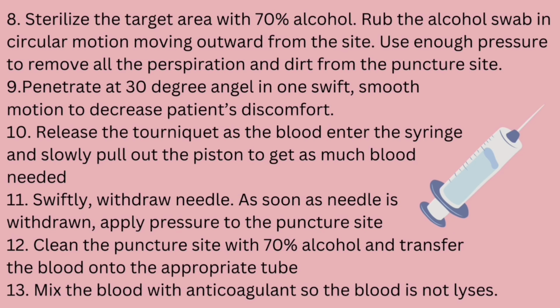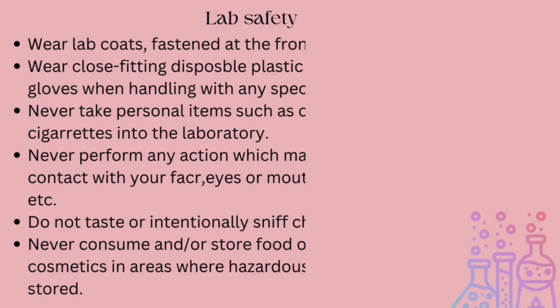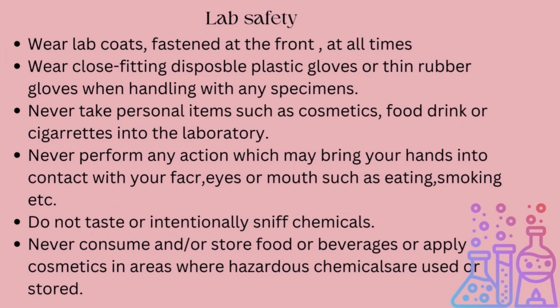Penetrate at a 30-degree angle in one swift, smooth motion to decrease the patient's discomfort. Release the tourniquet as the blood enters the syringe and slowly pull out the piston to get as much blood as needed. And then withdraw the needle and clean the puncture site with 70% alcohol and transfer the blood onto the appropriate tube. Mix the blood with anticoagulant so the blood does not lyse.